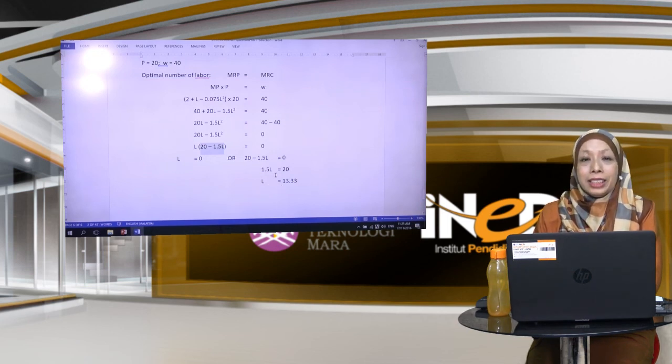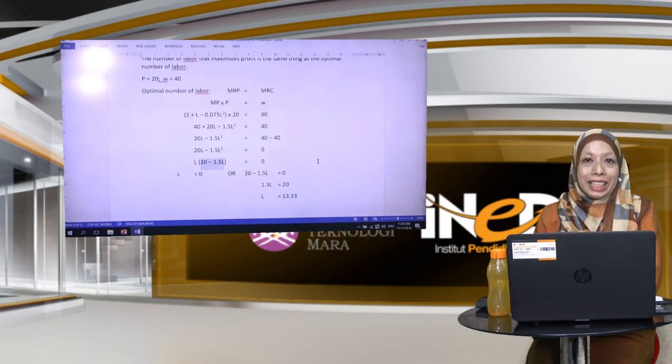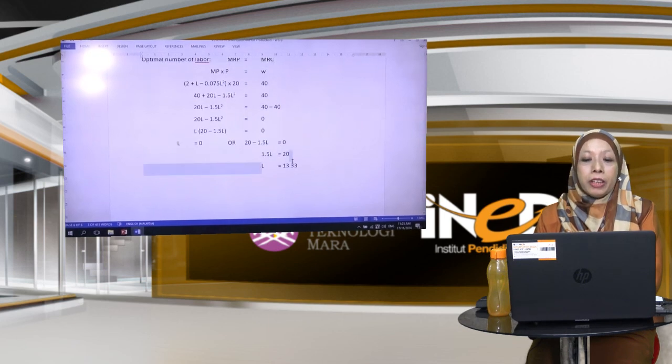So this exercise actually allows you to understand the concept of optimal number of labor. To find the optimal number of labor, or the number of labor that maximizes profit, you have to ensure that the marginal revenue product always equals the marginal resource cost, and that will enable you to find the optimal number of labor.